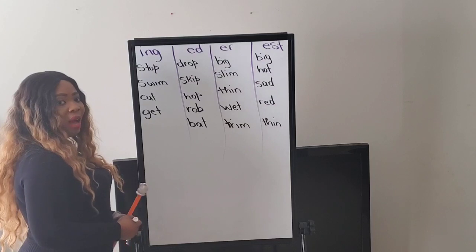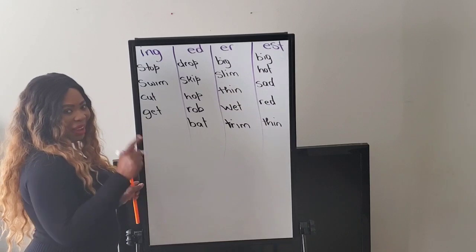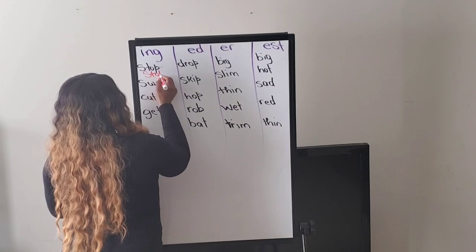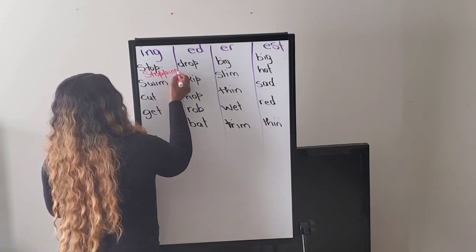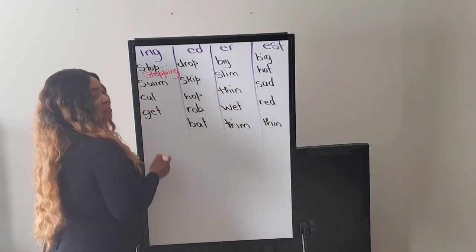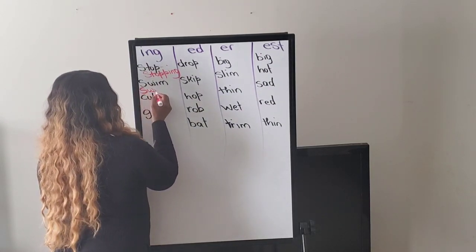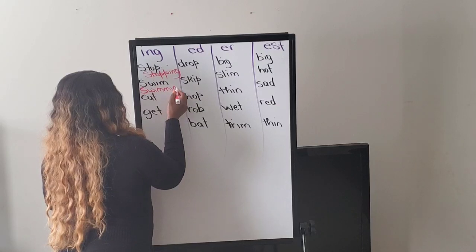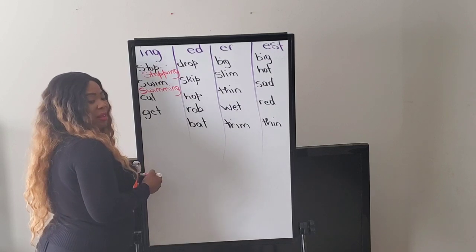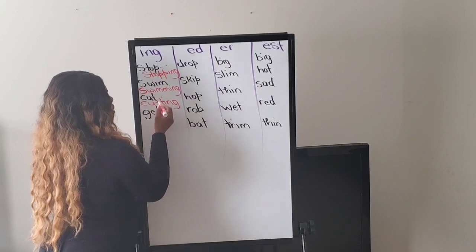So here we have ing. For stop, what would we have? If you said stopping, you're doubling that P, so it's now two P's. You are correct. What about swim? You doubled that M? Beautiful job. It becomes swimming. Great job. What about cut? Cutting. Beautiful. And you double it according to the rule.